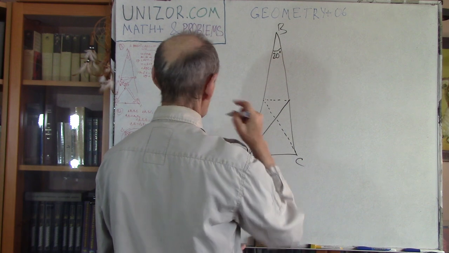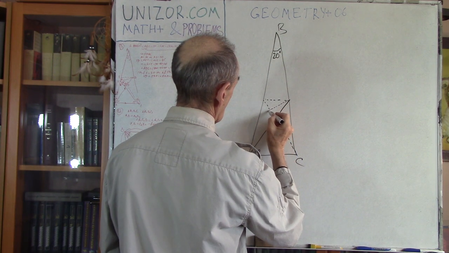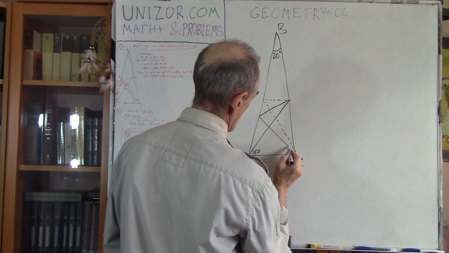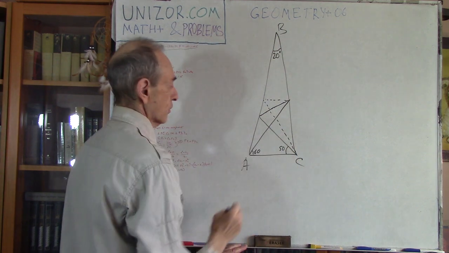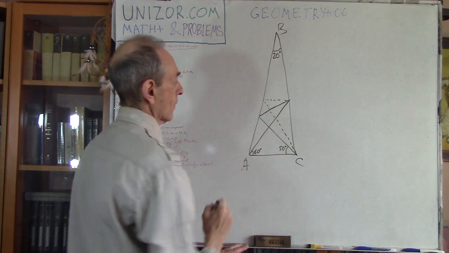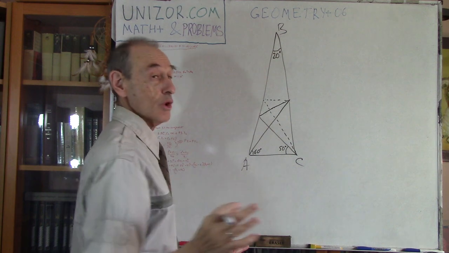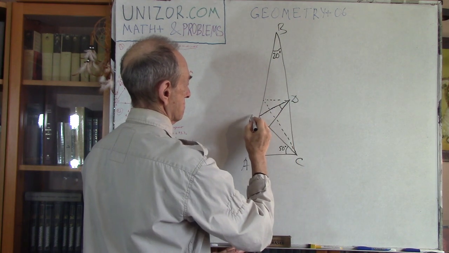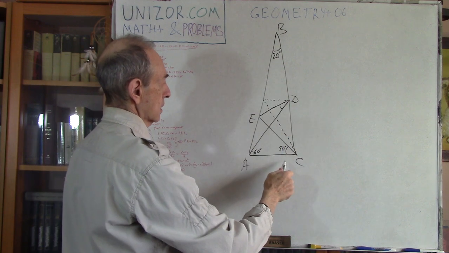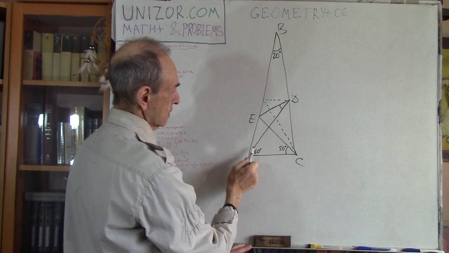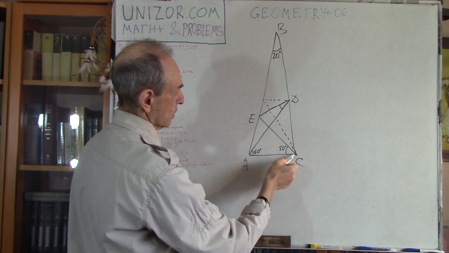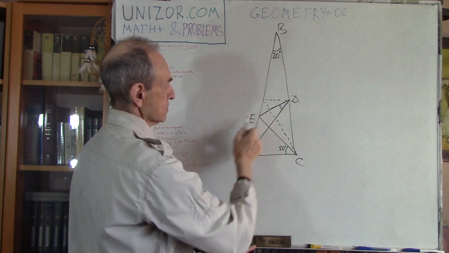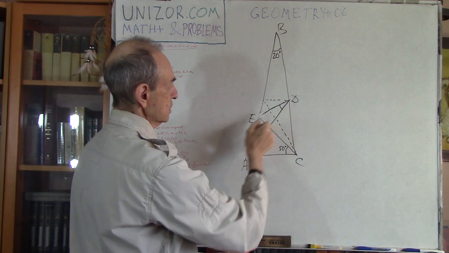Now, this is at 50 degrees. And what we need to find out is this angle. So again, isosceles, 20 degrees, 60 degrees from this line to the base, and 50 degrees from this line to the base. Well, they intercept the opposite sides at points D and E, and you have to find the angle ADE.